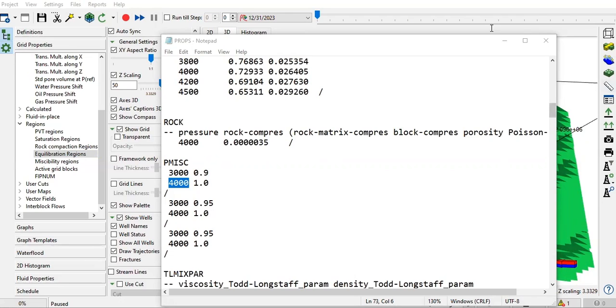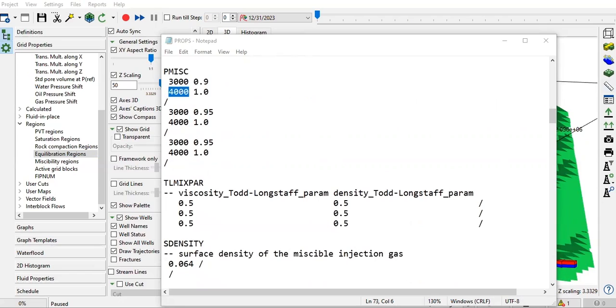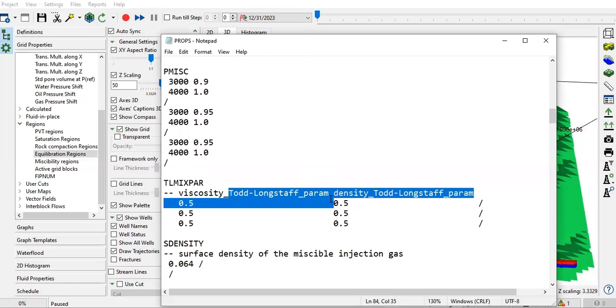So let's go down. Okay, this keyword is also important. TLMIXPAR, this keyword defines the Todd Longstaff mixing parameter. So it's about the mixing parameter. You can see here, Todd Longstaff, the technique that we use to define the mixing parameter.